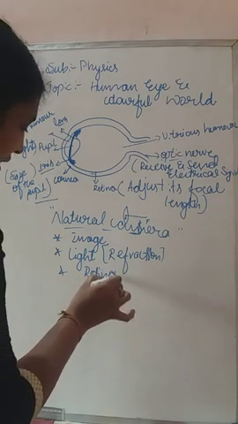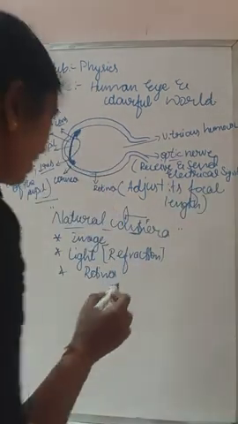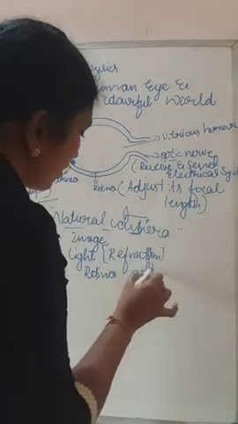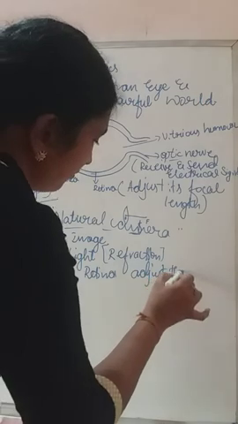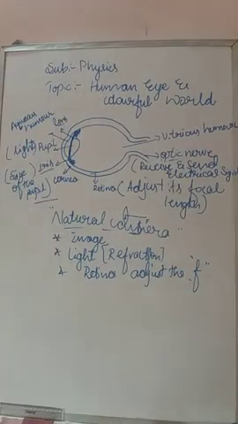How much focal length is required, I mean how much we can see a clear image, that is the retina adjusting the focal length. Small f is nothing but the focal length. Okay, next, the pupil regulates the amount of light entering the eye. Finally, the eye lens forms an inverted real image on the retina.